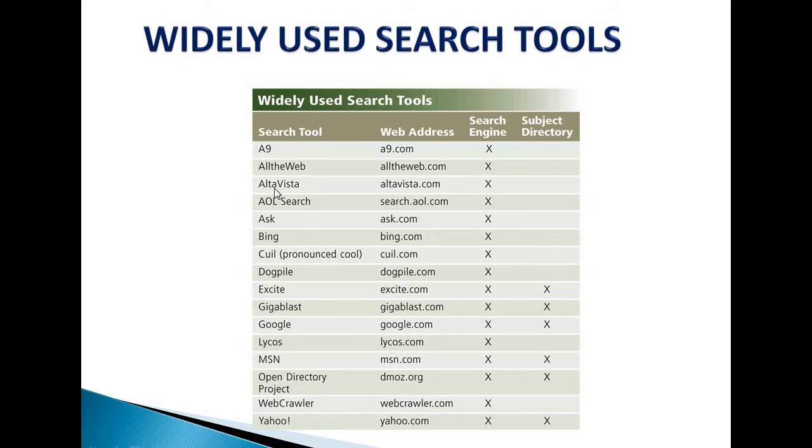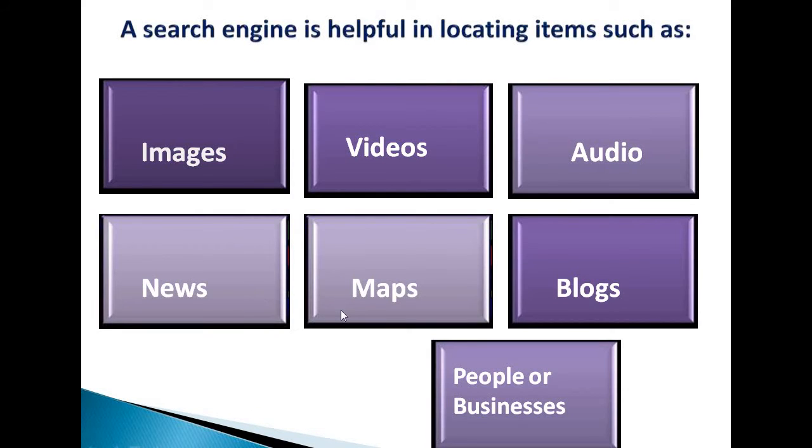These are A9, Alta Vista, Bing, Ask, Google, MSN, lots of search tools here on the internet for accessing or creating web pages. So these search engines are basically helpful for images, video, maps, business, news, audio. They are helpful for all these items that we are uploading on the internet with the help of our web pages.